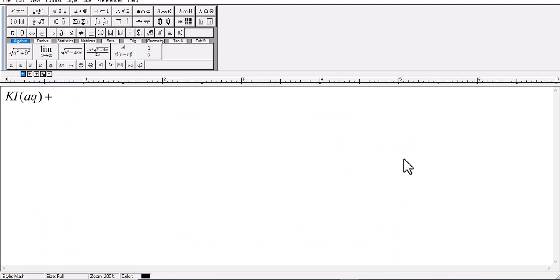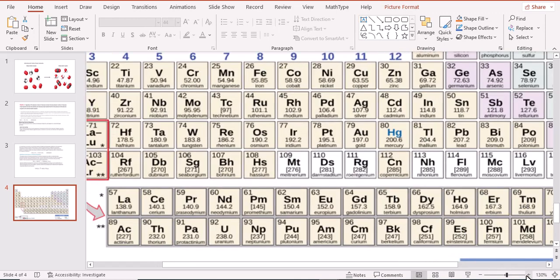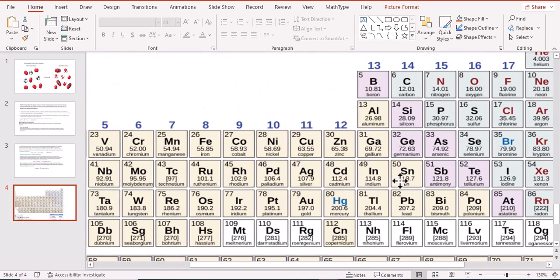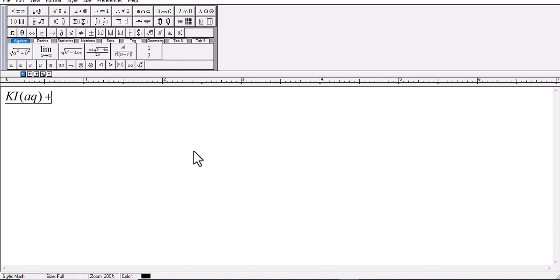Lead nitrate. So let's check lead. Lead nitrate. Let me check lead. PB. There it is. Let me just zoom in. Lead, there it is. It is in group 14. Therefore, it has a valency of 4. Lead Pb, lead nitrate. So you will have your lead Pb, lead nitrate. So this would be NO3. We know that this would be NO3.